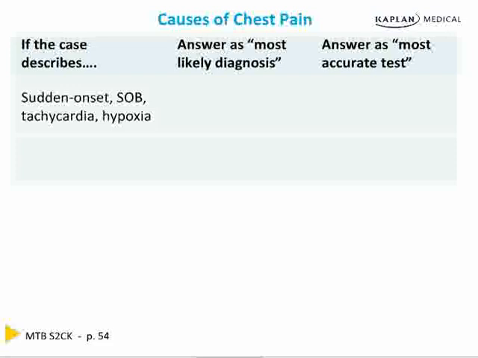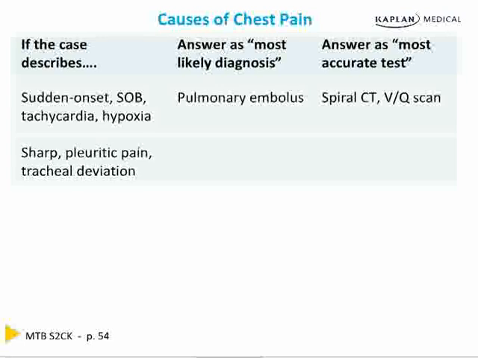Now, if the case describes the sudden onset of shortness of breath, tachycardia, and hypoxia, a pulmonary embolus, and remember that the pulmonary embolus is much more likely to be pleuritic in nature, the spiral CT is the standard of care. VQ scan has now become much less frequently done. It would be done if there was an equivocal spiral CT. If there's sharp pleuritic pain, well, sharp pleuritic pain can be with pneumonia, pneumothorax, pericarditis, pleuritis, but tracheal deviation is a pneumothorax, and you see it on a chest x-ray.